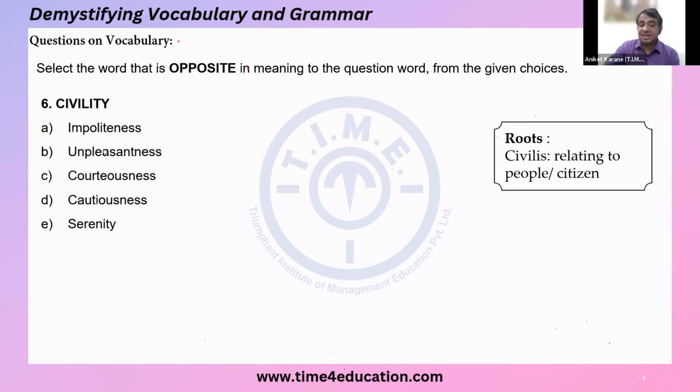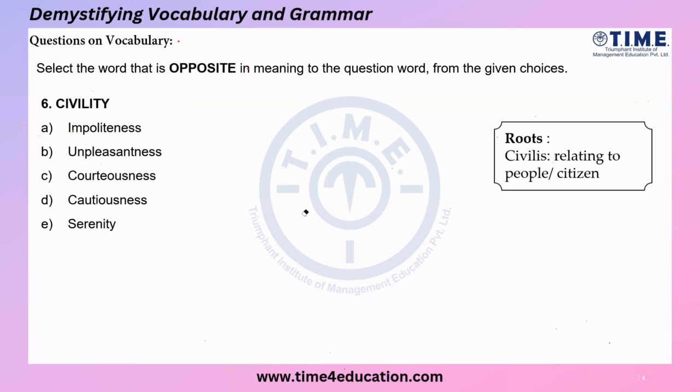Okay. Unpleasantness, un as a prefix, not pleasant. Something that is not pleasant does not mean it is not civil. Courteousness, positive, not going to work. Cautiousness, being cautious about something, again, not going to work. Serenity is calmness, serene, something that is calm, quiet. So that's also not going to work. So the answer will be impoliteness.